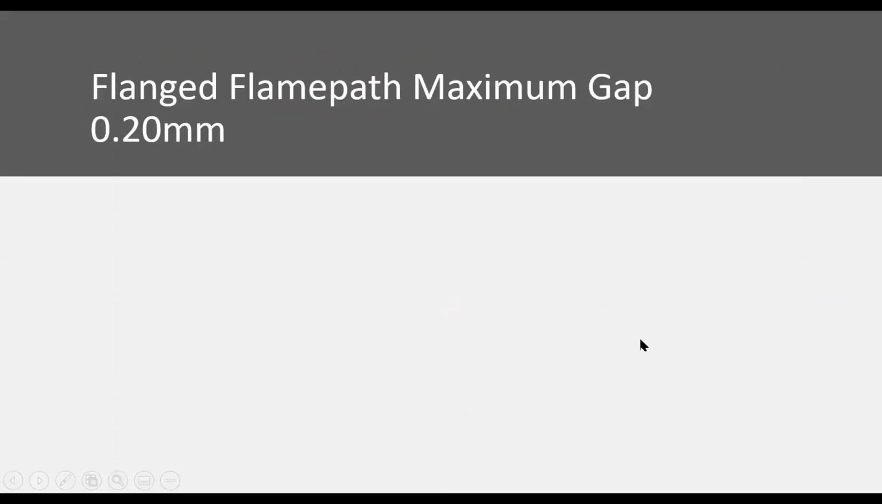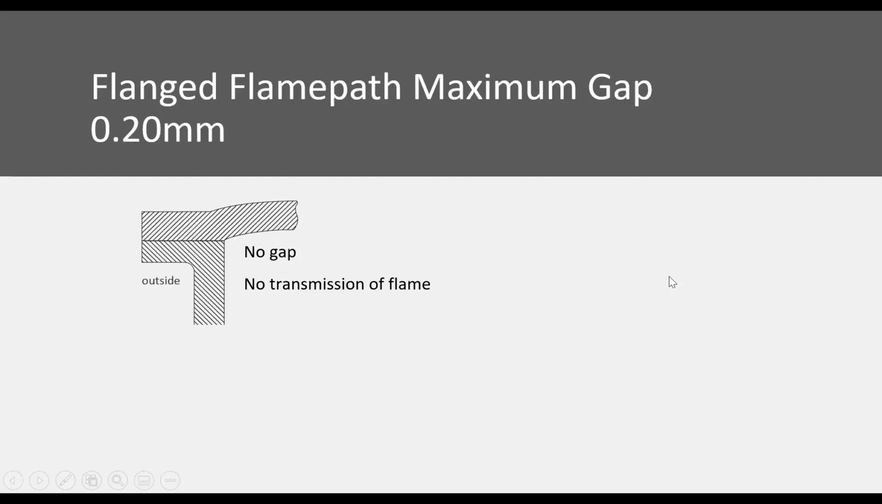If it's a flanged flame path, the maximum gap would be 0.2 millimeters, and that's 0.2 of a millimeter, so it's quite a small gap, but this is the maximum gap allowed for a flanged flame path. So there's an illustration of a flanged flame path, and there's no gap at all, so there will be no transmission of flame. So there's no risk of an explosion inside the enclosure getting out, fully energized, to ignite the outside atmosphere.